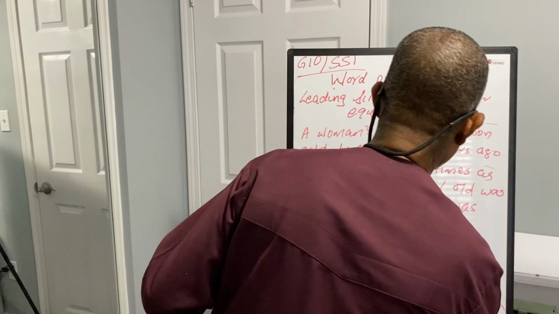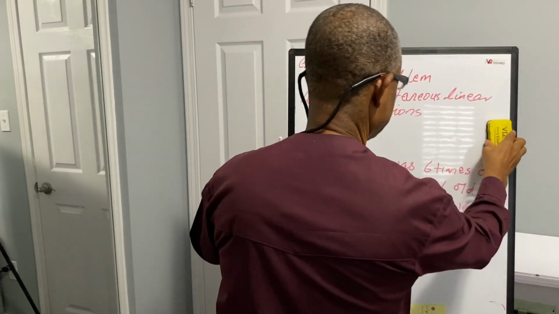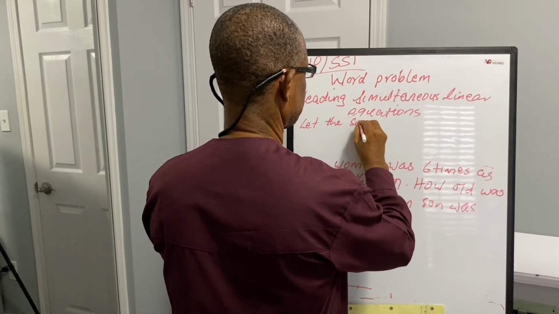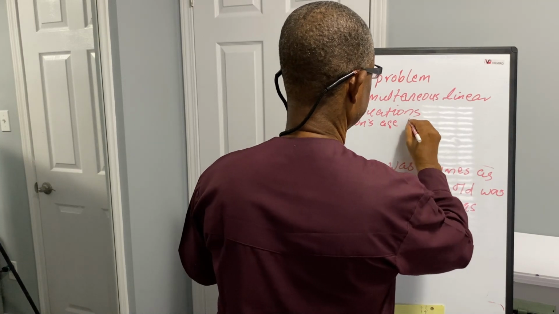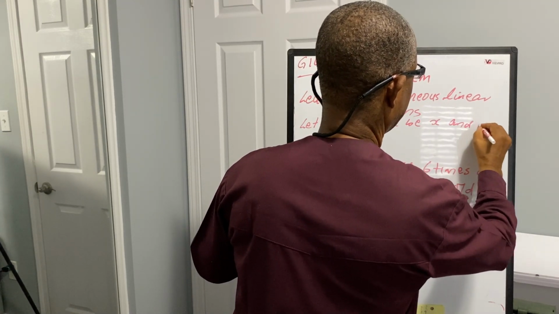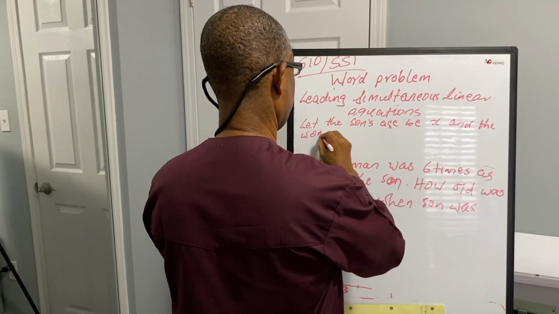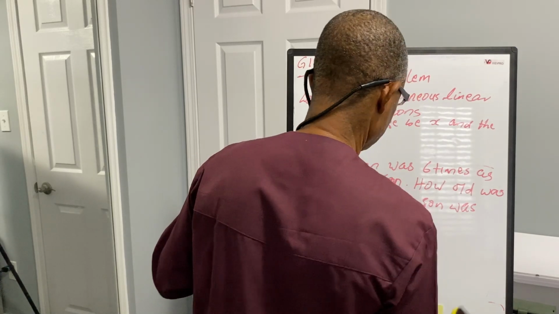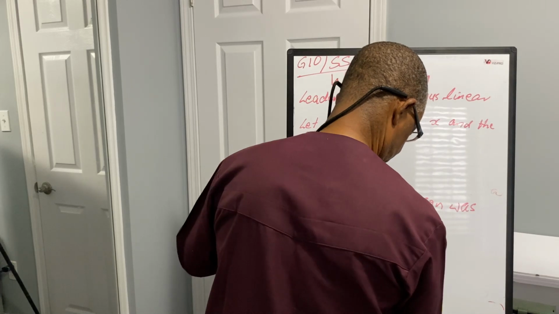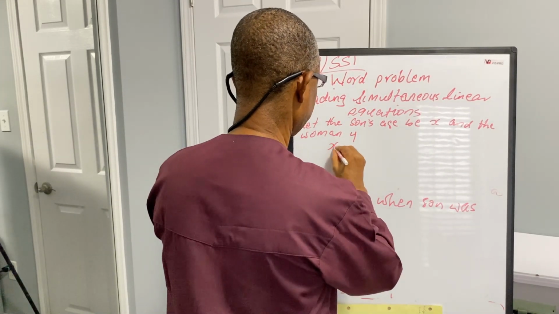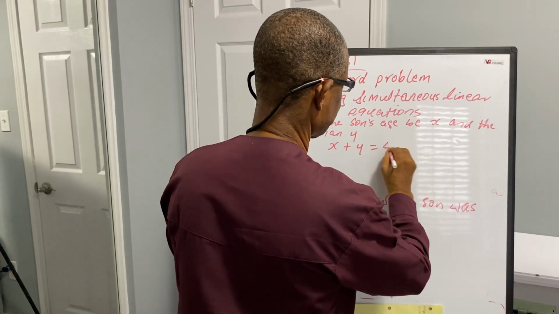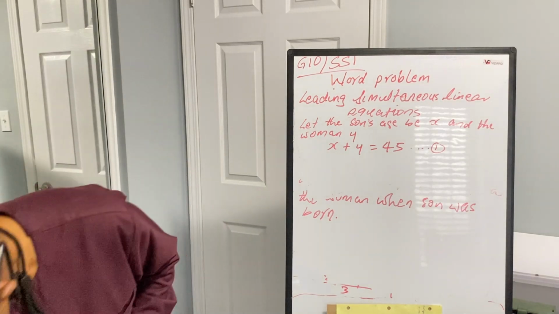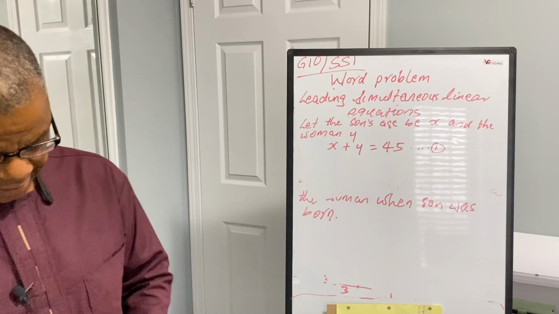To do that, we say, let the son's age be X and the woman's age be Y. We go on to solve. So we now have X plus Y is equal to 45, and that is equation 1. We're told that they add up to 45 years.